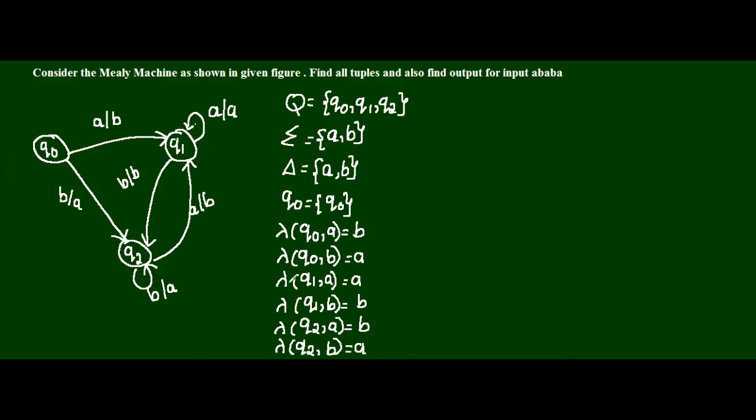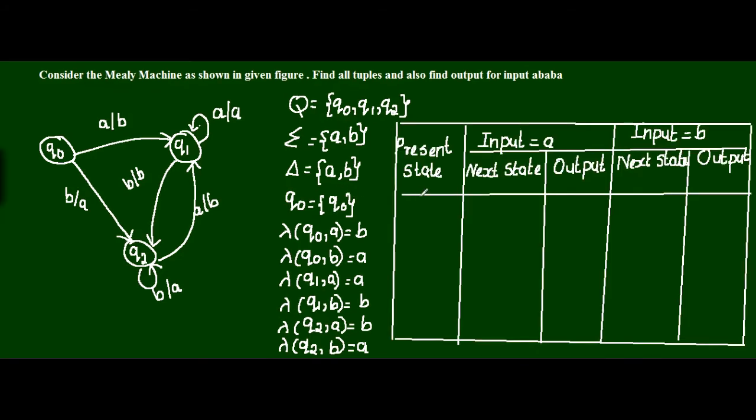Now I completed 5 tuples, one more is remaining, that is the transition. So I'm going to draw the transition table over here and fill this transition table. Q0, if the input is A, the next state is Q1 and its output is B. Q0, if the input is B, the next state is Q2 and the output is A.